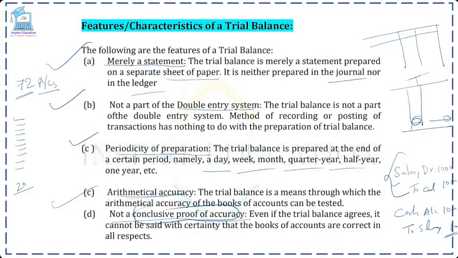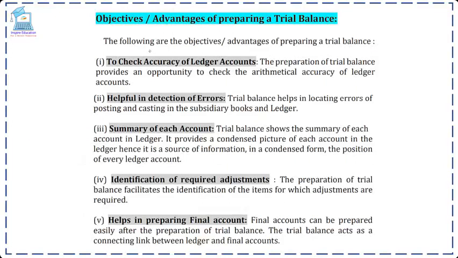So moving on, I think there is no need to discuss anything more. The objectives. What are the objectives? To check the arithmetical accuracy, the features that are available, definitely those things are your objective. It is helpful in detection of errors, if there are any posting errors or casting errors. Summary of each account. As we have discussed, you get the summary of all the ledgers. Suppose there are 120 ledgers during a particular year, and you just get the summary of those accounts in a summarized, consolidated form. That is, okay, this is a summary.